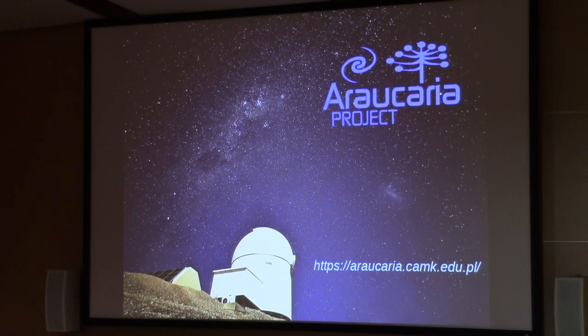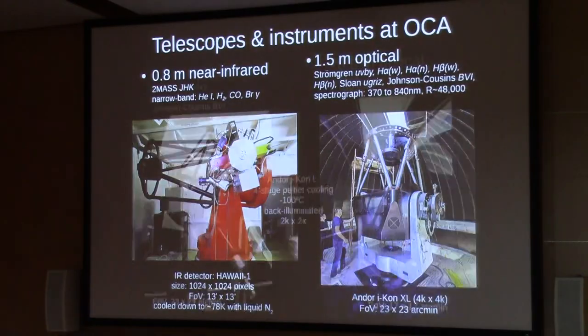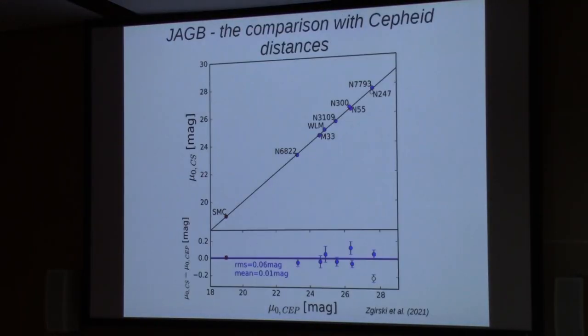Slightly the outline of the galaxy. Okay, this corresponds to a distance of how many megaparsecs? Megalight years, so around 4.5. 4.5 megalight years, something like this. Yeah. Okay, thank you.